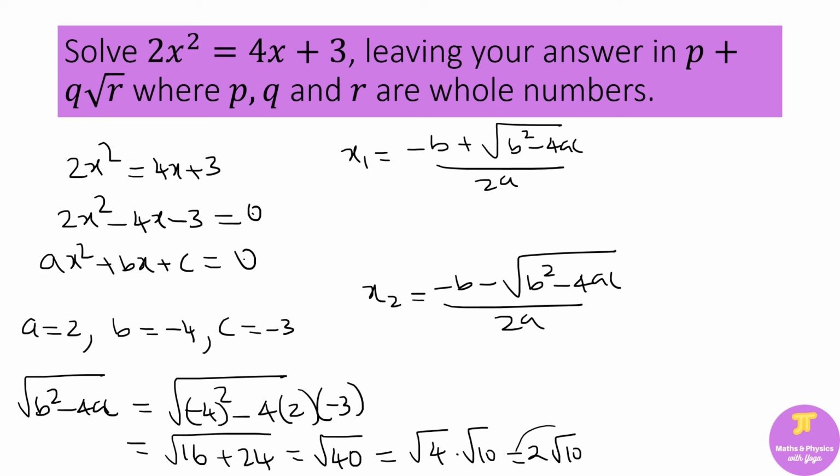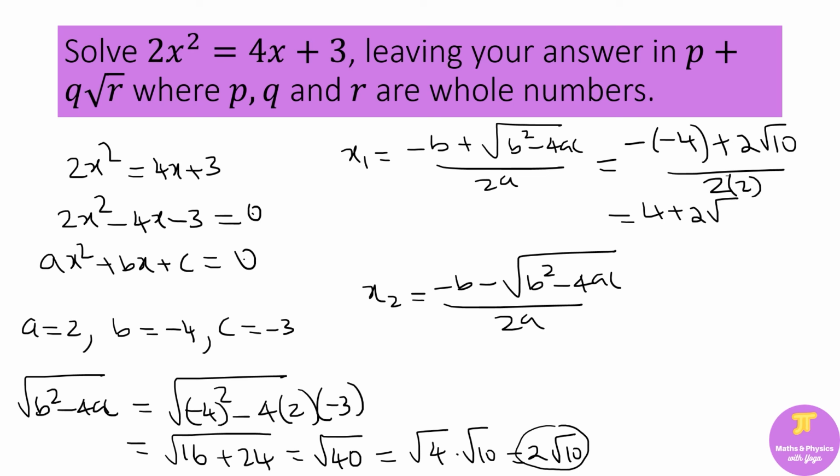Now we can put this number in both x1 and x2. So let's find x1. The first solution is minus b, meaning minus times minus 4, plus 2 square root of 10, divided by 2a, where a is 2. So minus minus 4 becomes 4, plus 2 square root of 10, divided by 2 times 2, which is 4. This is going to be 1 plus half square root of 10.